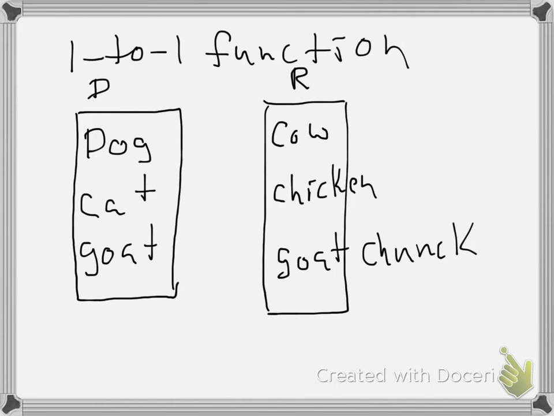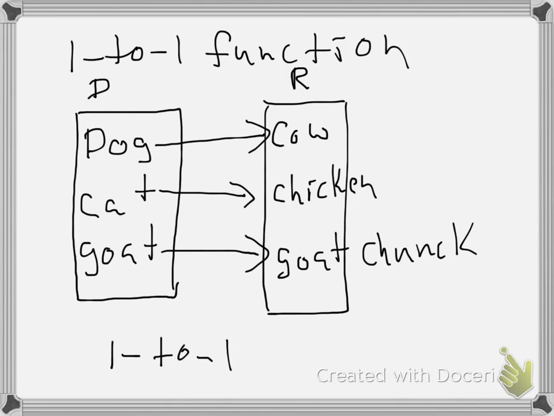Okay. So if we set this up and we drew an arrow from the domain to the range, each input has exactly one output. When that occurs, it is 1 to 1. Now, what some of you are saying is, yeah, that's a function, and how is a function not 1 to 1 then? Well, let's take a look again.